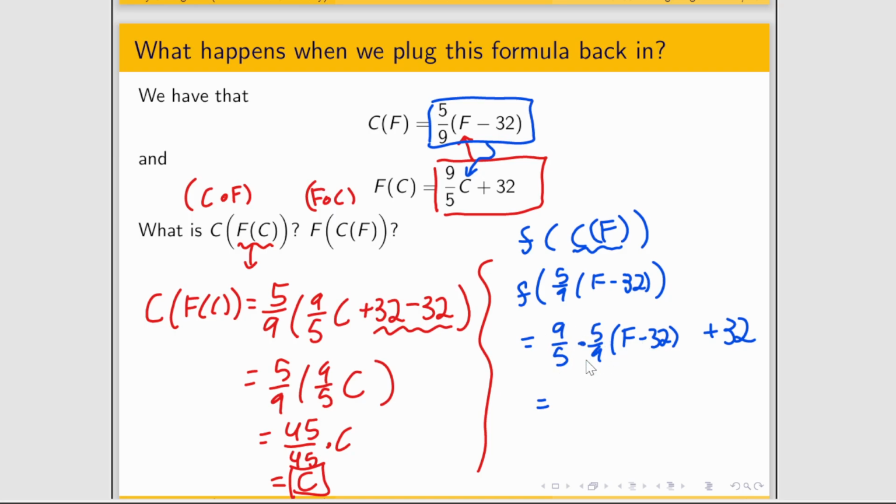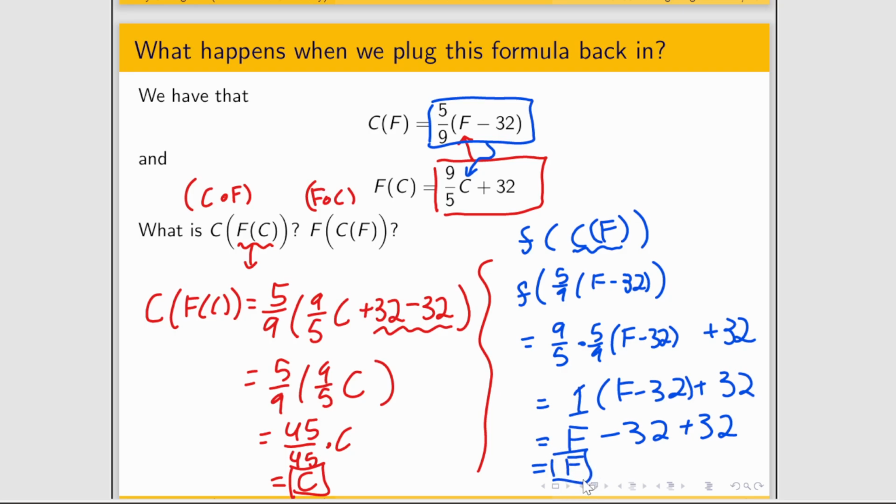So 9 over 5 times 5 over 9 becomes 1 times Fahrenheit minus 32 plus 32. Well, multiplying by 1 doesn't do anything. Just keeps everything the same. And negative 32 plus 32 just gives me 0. So I'm again back to that original output.